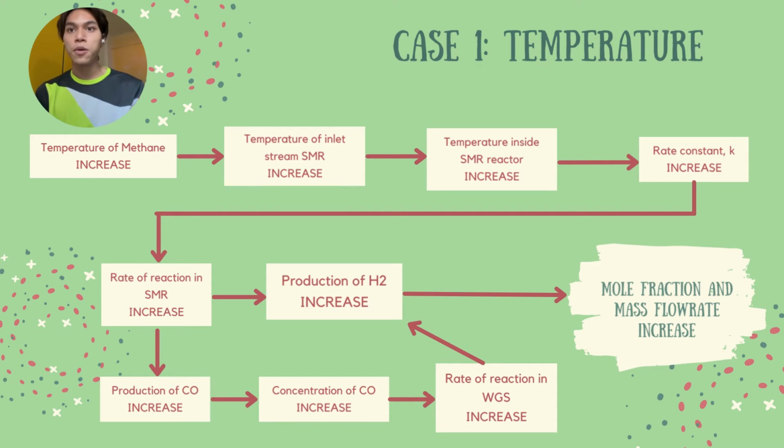Since the rate constant is directly proportional to the rate of reaction based on the rate law equation, the rate of reaction inside the SMR will increase as the temperature of the reactor increases, which results in an increase in production of hydrogen. Therefore, this explains the increase in mole fraction and mass flow rate of hydrogen.